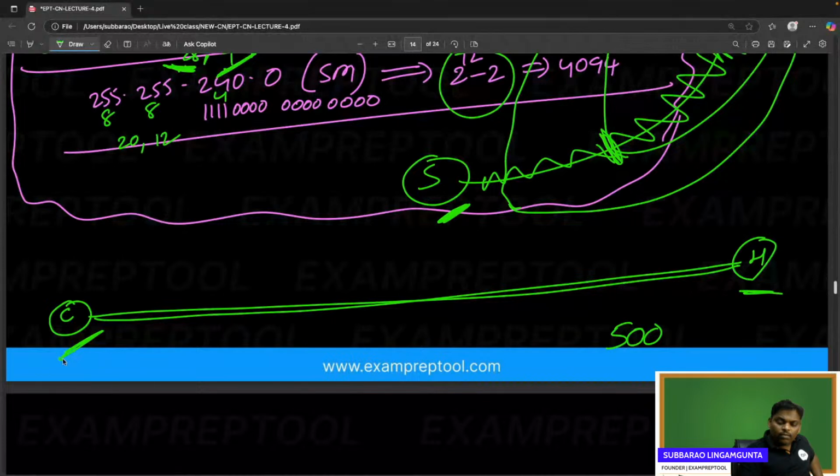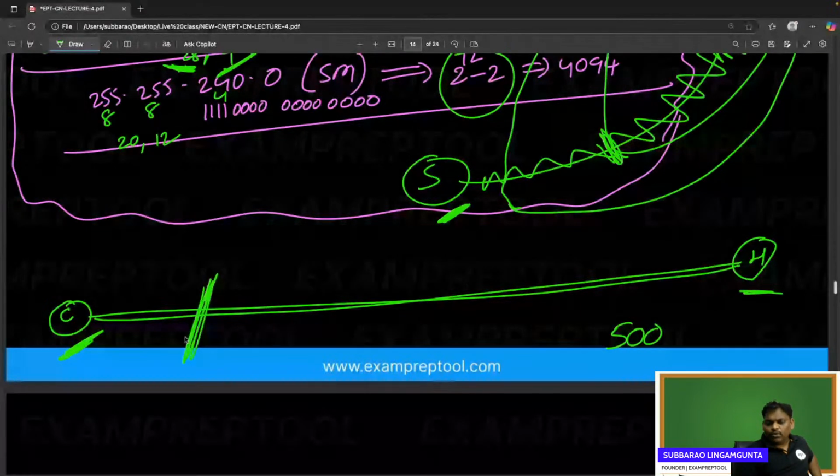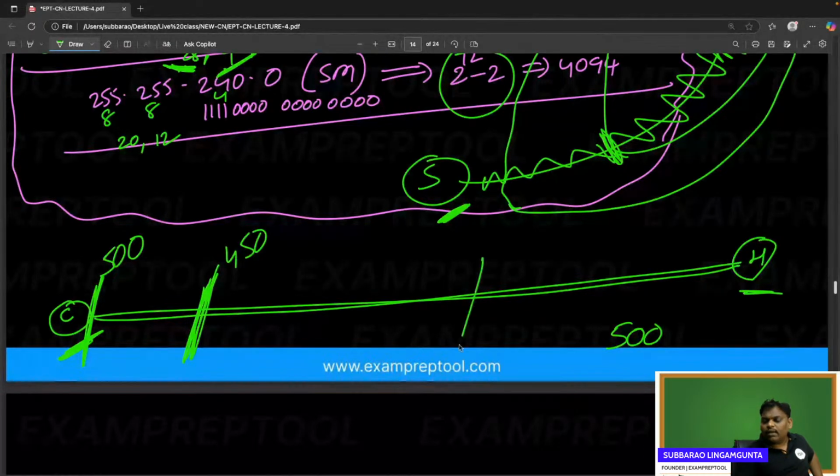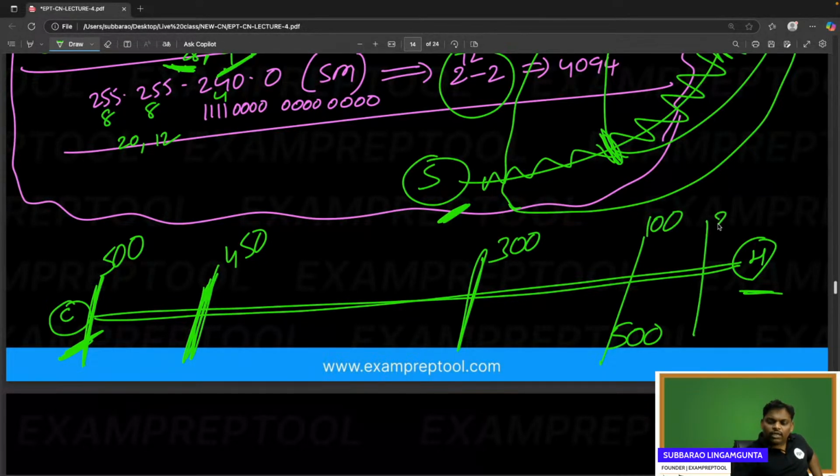But when you come to here, you got to know only 450 villages are left out. To reach your destination from the starting place, 500 villages you have to cross. When you came here, only 450 villages have to be crossed. Here, 300 villages. Here, 100 villages. Here, 20 villages. Here, 5 villages. When you came here, only 1 village has to be crossed, like that.